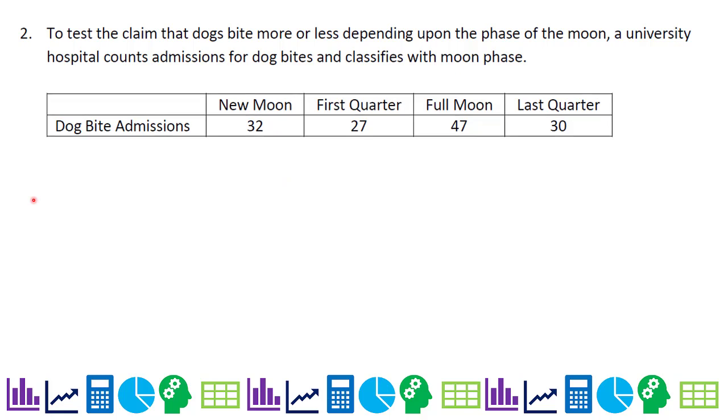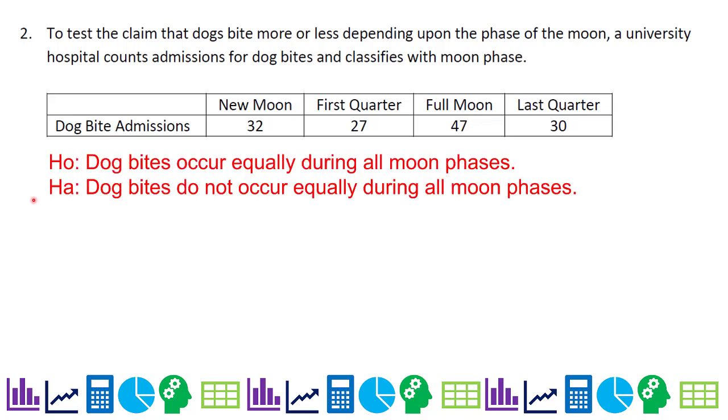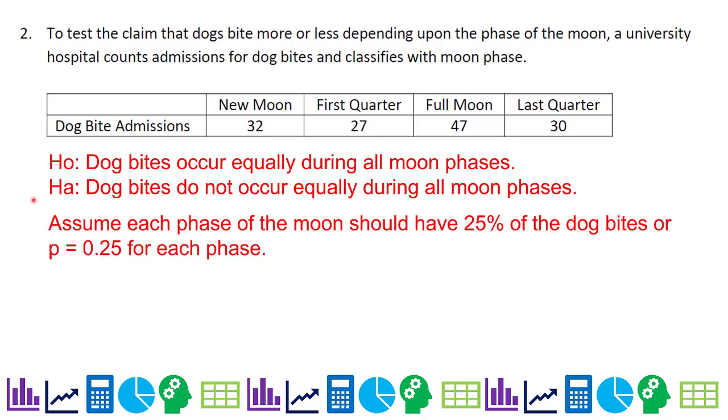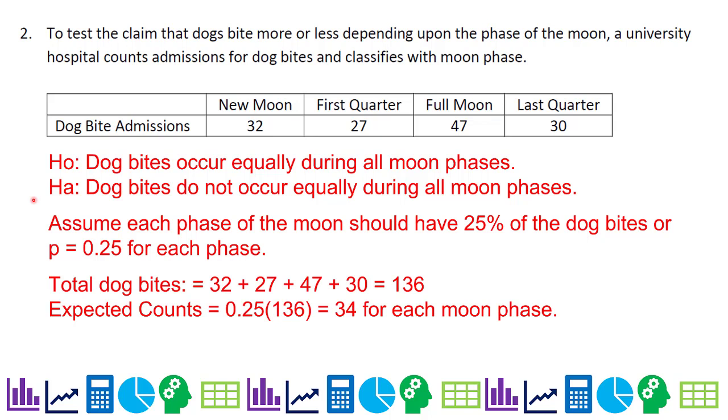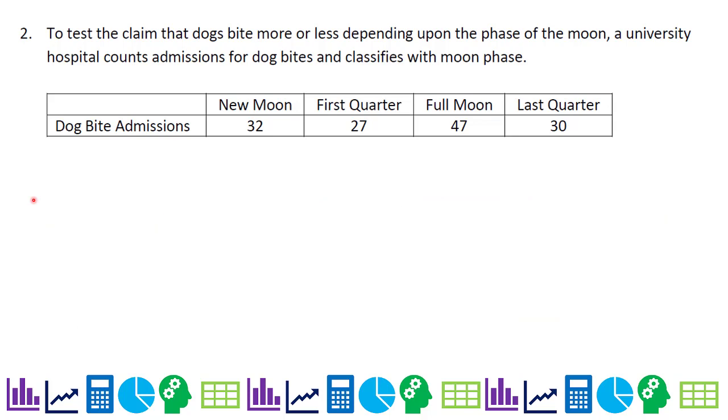First of all, we should come up with hypotheses. The null hypothesis is that dog bites occur equally during all moon phases. The alternate is that they do not occur equally for each moon phase. So we're going to assume each phase of the moon should have 25% of the dog bites, or 0.25 for each. So we'll have to do some math. We add up the number of dog bites we have, which is 136. If we take a quarter of those, we expect 34 for each moon phase.